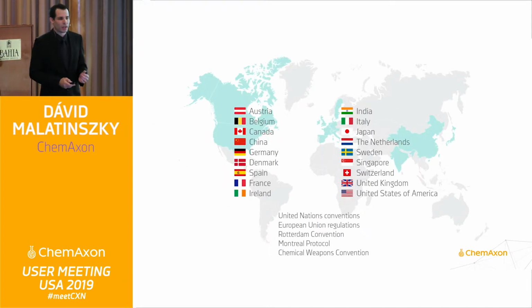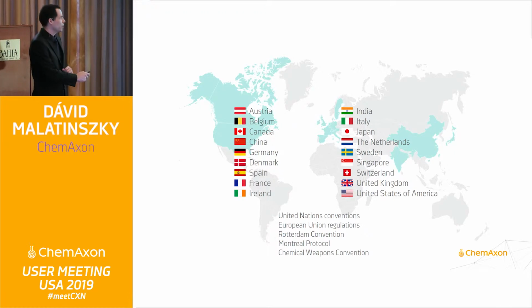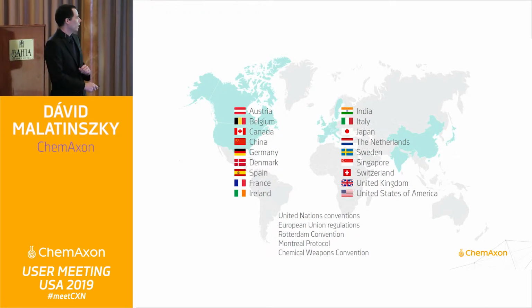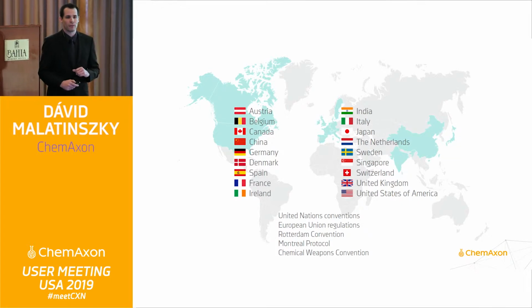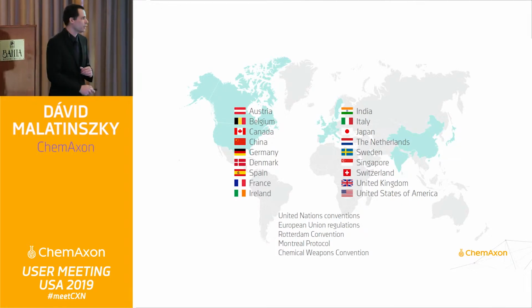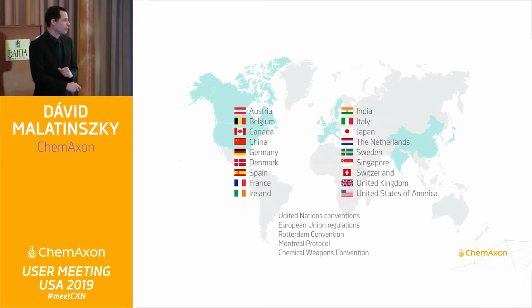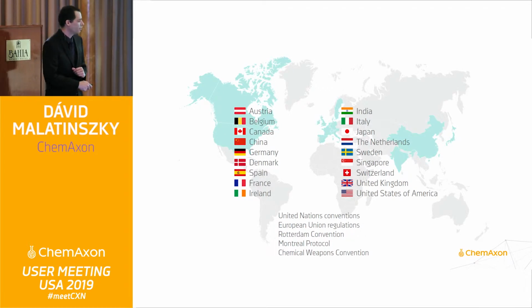Currently, Compliance Checker has legislation for these 18 countries, and it also includes some international conventions and international agreements like United Nations conventions, European Union regulations, as well as these three documents.